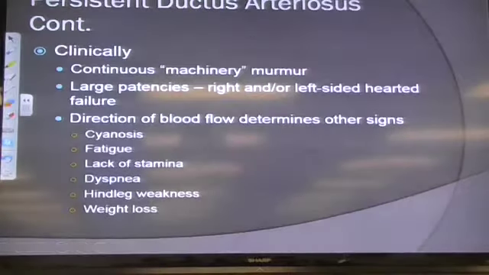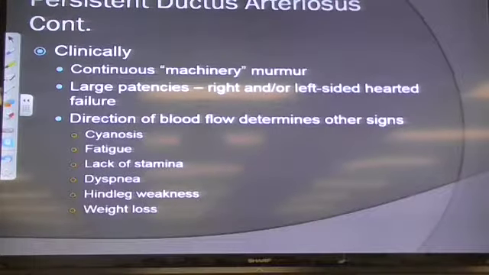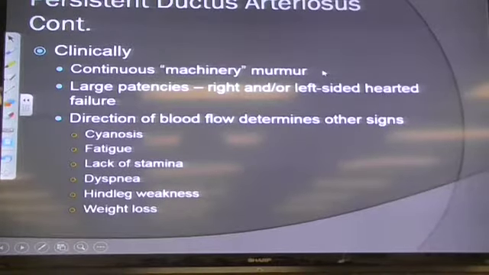And clinically, what you'll hear is a continuous machinery murmur. That's going to be the classic clinical sign that you'll read. Continuous machinery murmur. Large patencies can result in heart failure, right or left side.